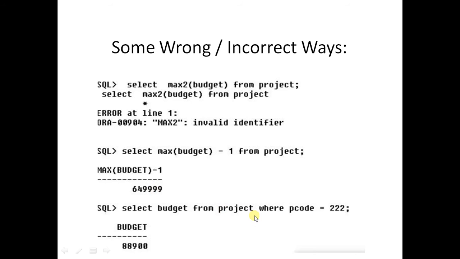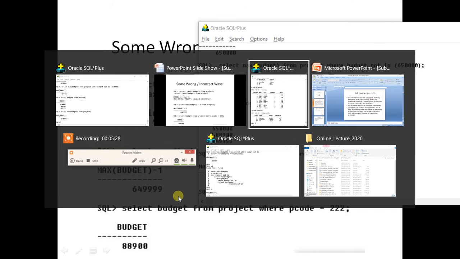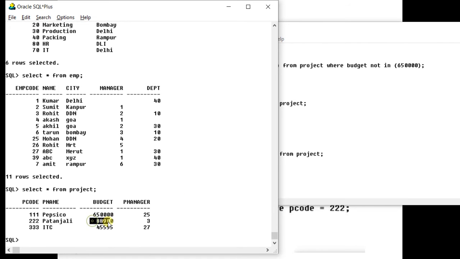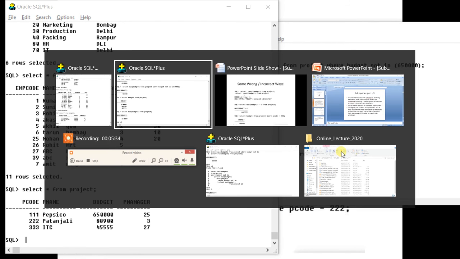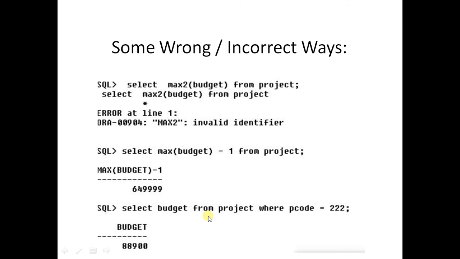Similarly, if you try to answer it indirectly, as you can see in the table, the second highest value has the project code 222, and you write select budget from project where P code is equal to 222, then it is not the correct way. Because how did you come to know that the second highest project code is 222? It should be done automatically with the help of a query.